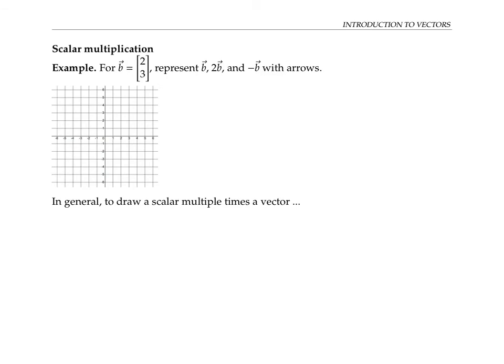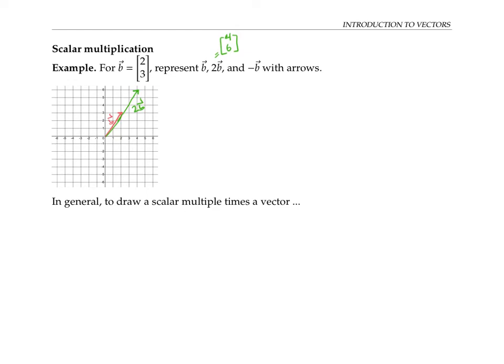Next, let's represent scalar multiplication with arrows. Let me draw my vector B for starters. Then the scalar multiple 2B is what I get by multiplying each of its components by a factor of 2. So that vector is going to go twice as far horizontally and twice as far vertically. In other words, 2B will point in the same direction but be twice as long.